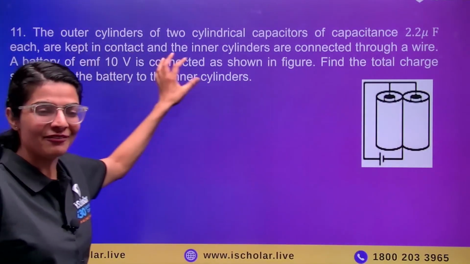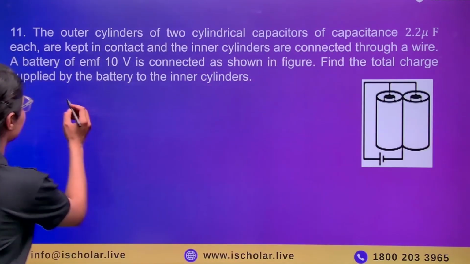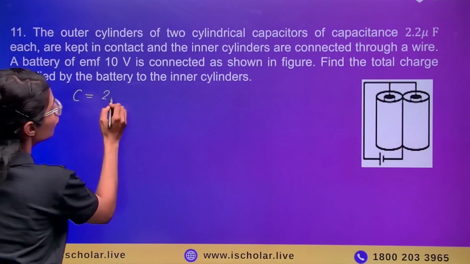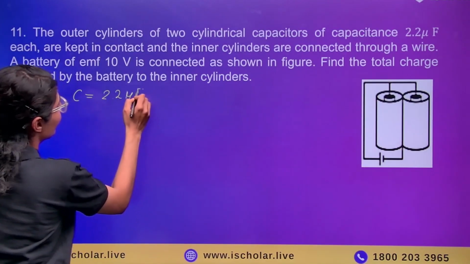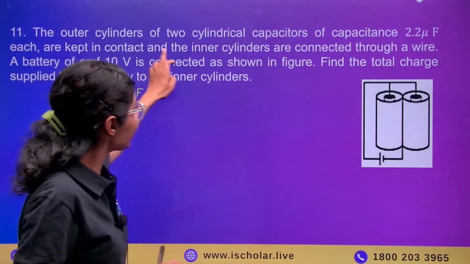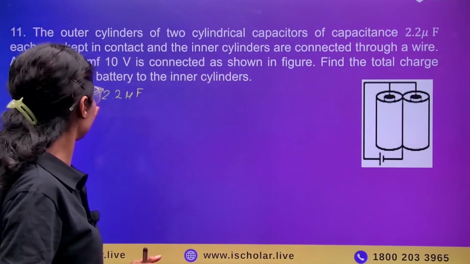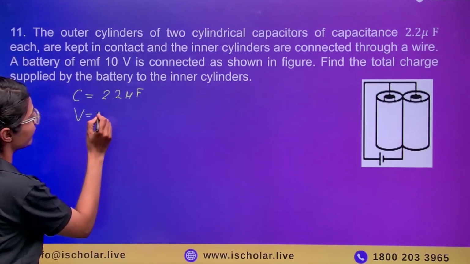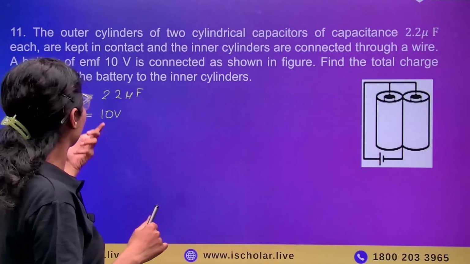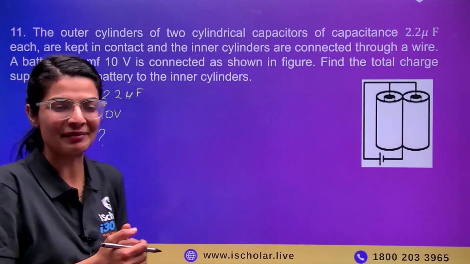It is given that we have two cylinders of capacitance value 2.2 microfarad each, which are kept in contact such that the inner cylinder is connected through the wire. A battery of EMF 10 volt is connected as shown. You need to find the total charge supplied by the battery.